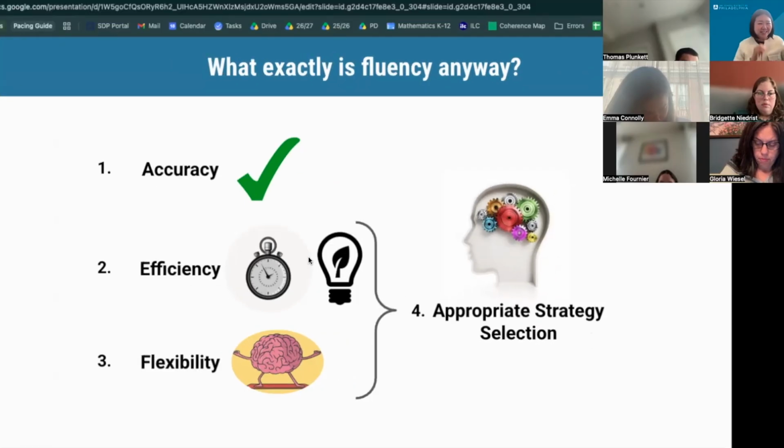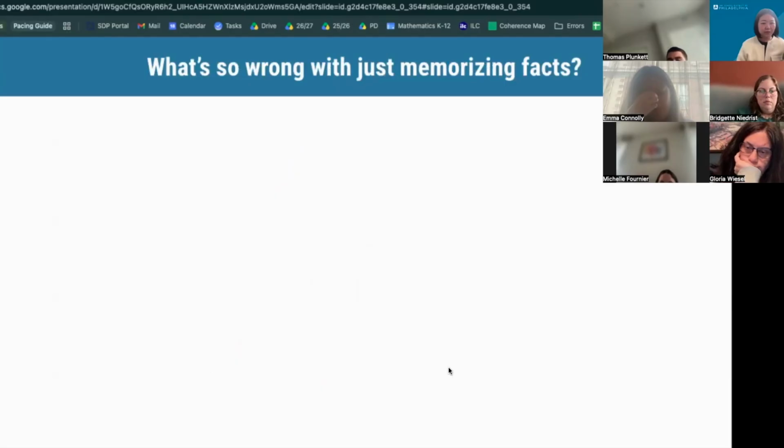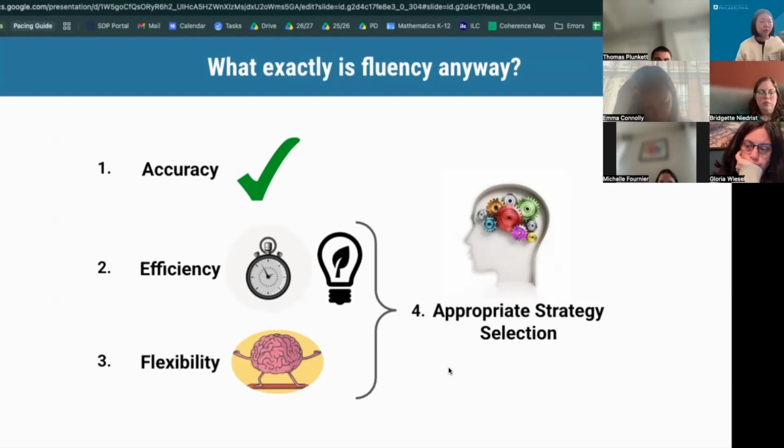When I was delving into fluency development, some of these ideas were new, but the question I had based on my experience was this question on the board: what's so wrong with just memorizing facts? In the beginning, for me, fluency was all about accuracy and that time piece for efficiency. Because of my experience, it was just straight memorize it. We'll think about what that means later, but just trust me, the memorization will help you later.